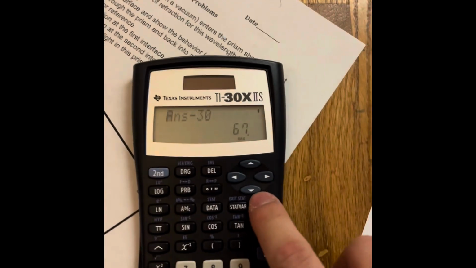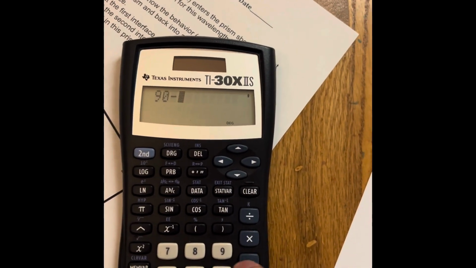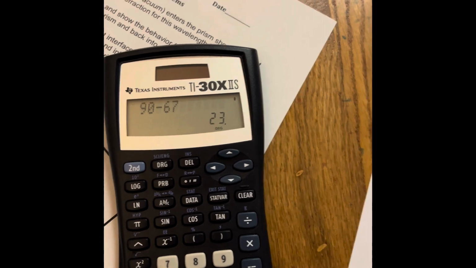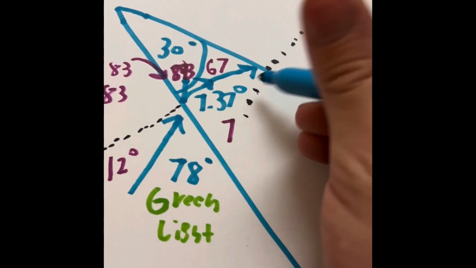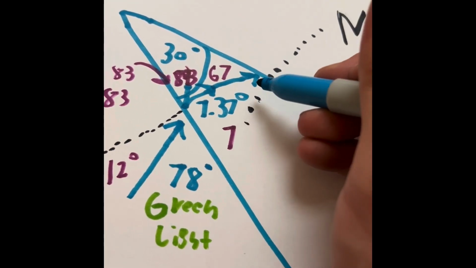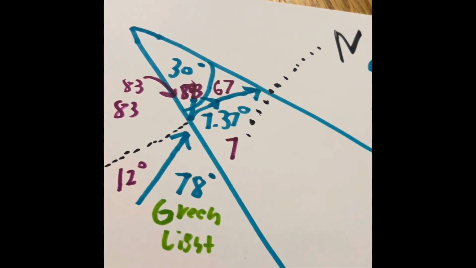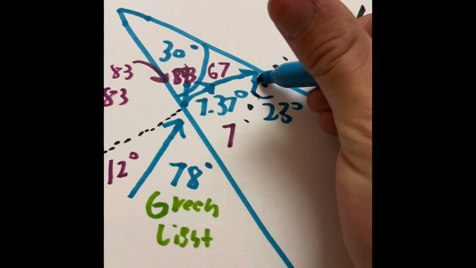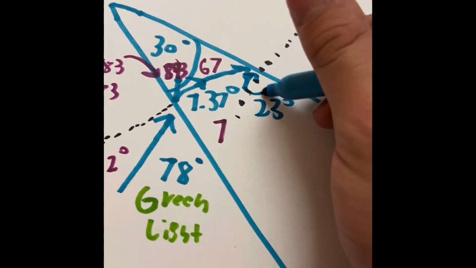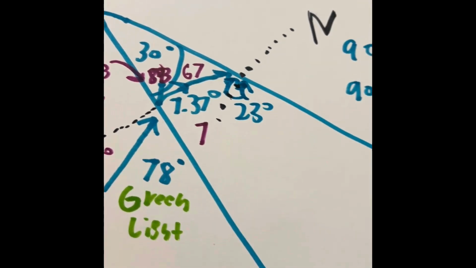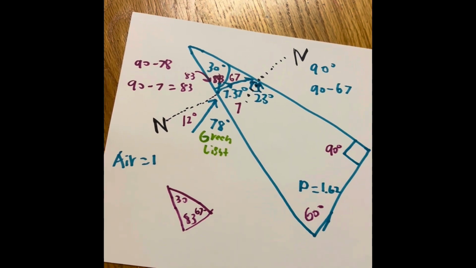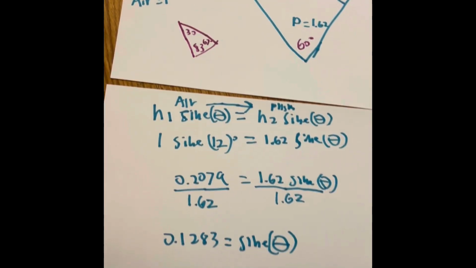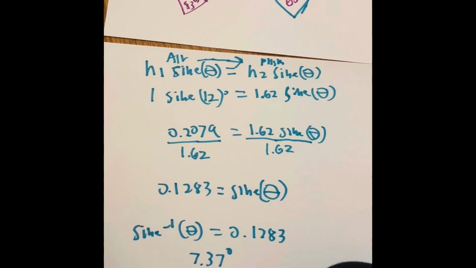On that calculator, 90 subtract 67 is going to be 23. So the angle of attack, or the incident ray that is trying to get out of the prism, is going to be 23 degrees. And that's going to be right over here. So now, we have the final formula that we're going to solve. Similar to this, we have to do it again.